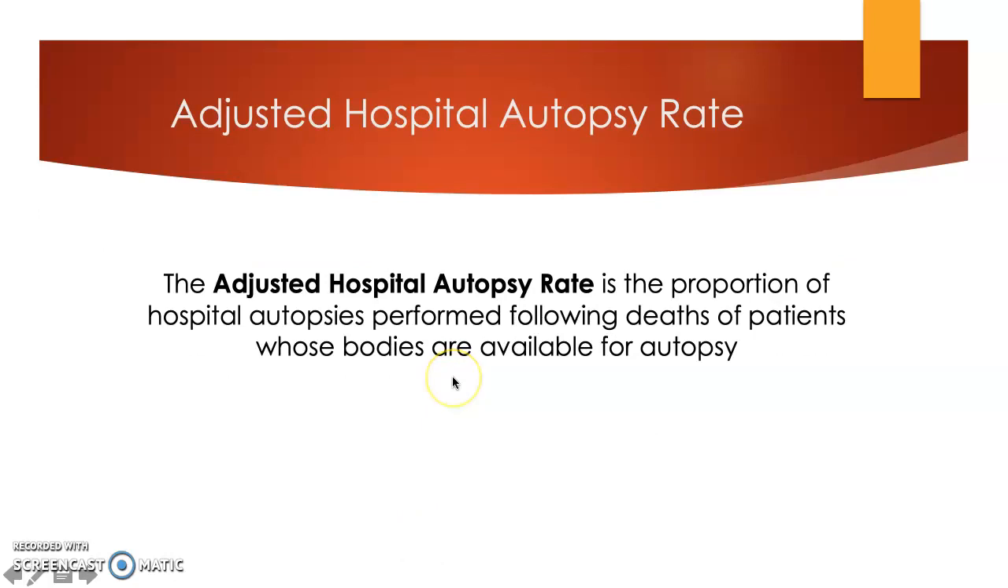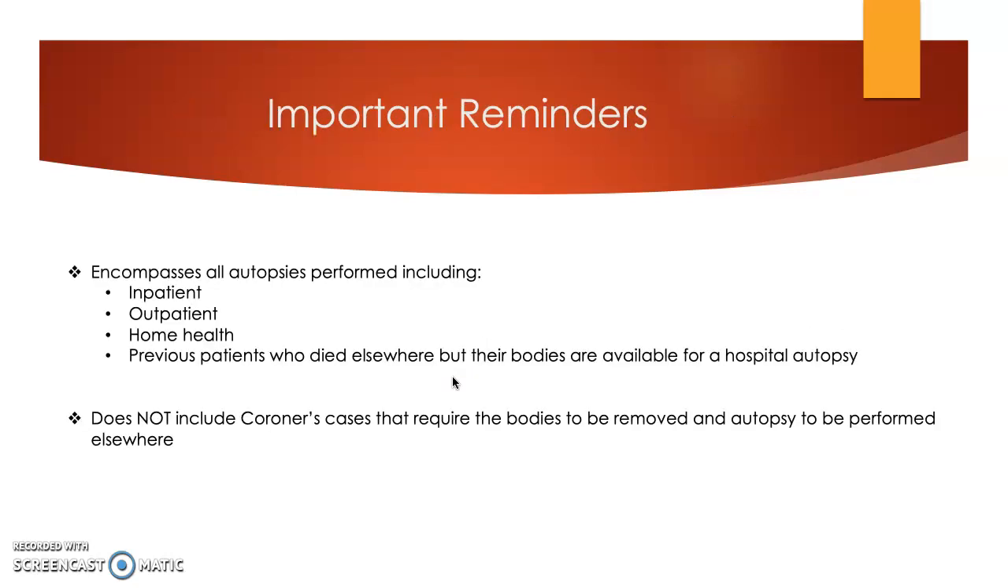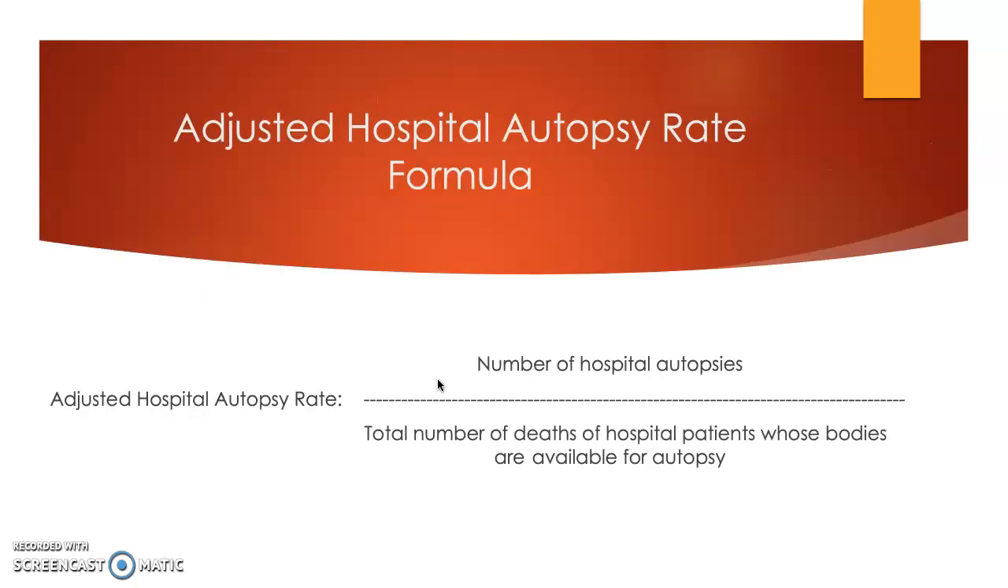The adjusted hospital autopsy rate is the proportion of hospital autopsies performed following deaths of patients whose bodies are available for autopsy. Important reminders are that this rate encompasses all autopsies, which include inpatients, outpatients, home health patients, and previous patients who died elsewhere, but their bodies are available for a hospital autopsy. This does not include coroner's cases that require the bodies to be removed and autopsy to be performed elsewhere. So a visual of our formula.